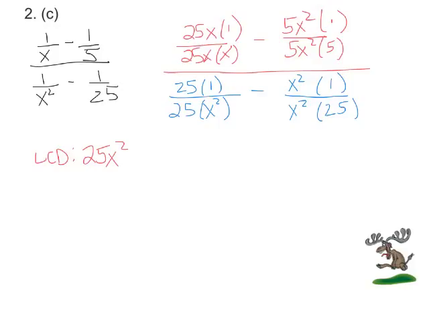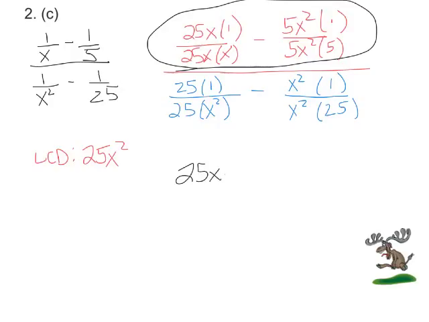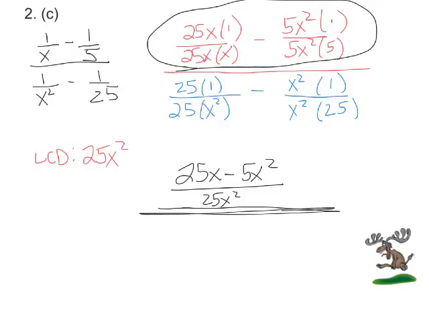Now that all of my fractions have the common denominator, I can start combining them. So my numerator combines into 25x minus 5x squared all over 25x squared, and my denominator becomes 25 minus x squared all over 25x squared. Now what I have is a fraction divided by a fraction.